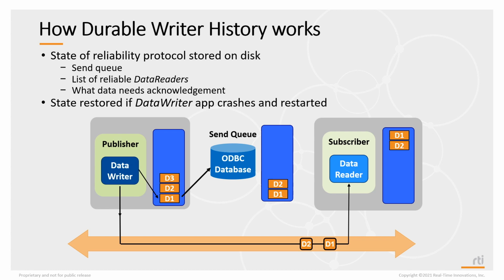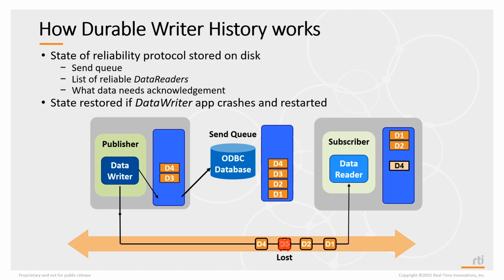You send D3, D3 makes it into the database. D3 makes it onto the network, but somehow the network loses D3. So the data reader actually doesn't even get D3. You send D4 before the reliability protocol can even detect or repair D3. You've already sent D4, and D4 is also stored in the database. And actually D4 makes it to the data reader. And D5 also makes it.